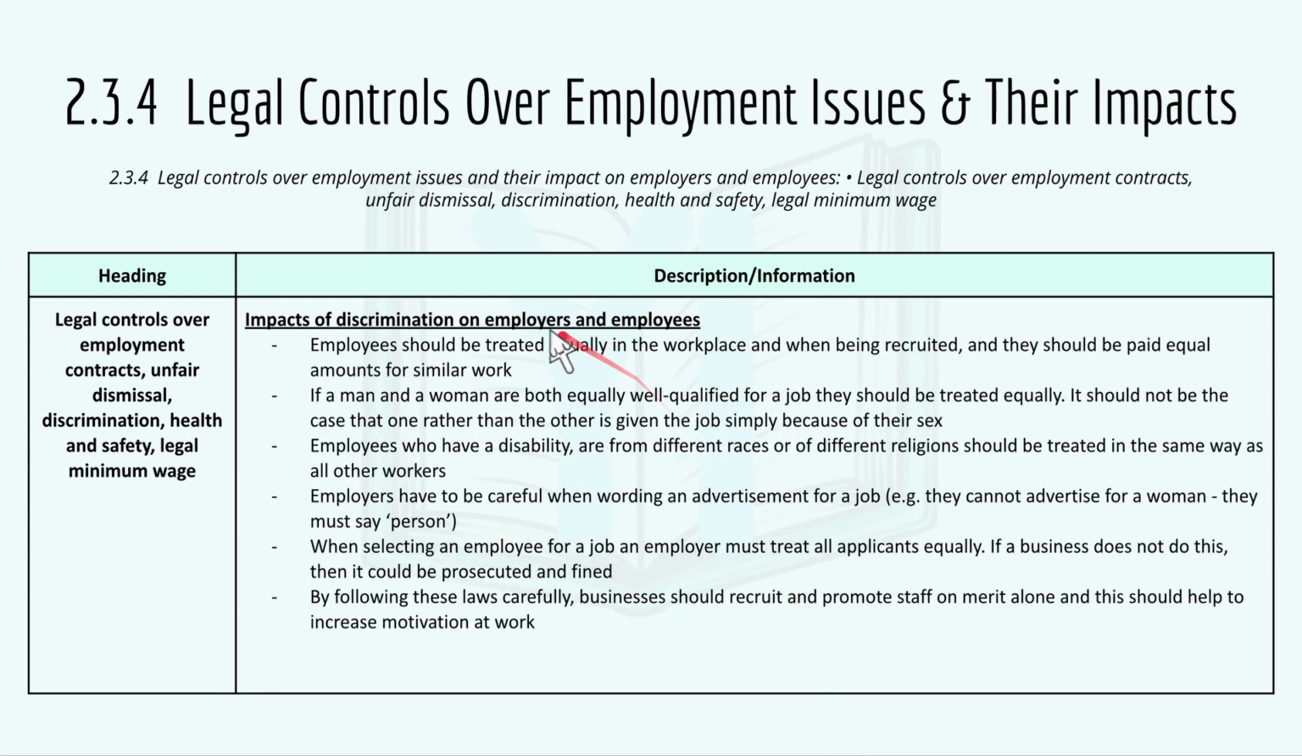And here's impacts of discrimination on employers and employees. Employees should be treated equally in the workplace when being recruited, and if a man and woman are both equally well qualified for a job, they should be treated equally. And employees who have a disability or are from different races or of different religions should be treated the same way as other workers. Employers have to be careful when wording an advertisement for a job. When selecting an employee for a job, an employer must treat all applicants equally. And by following these laws carefully, businesses should recruit and promote staff on merit alone, and this should help to increase motivation at work.